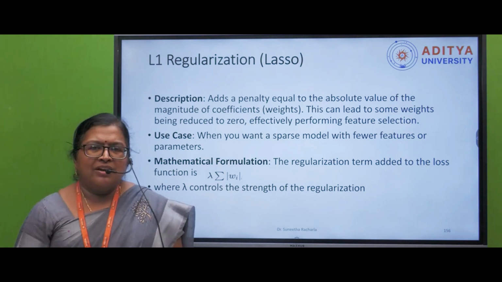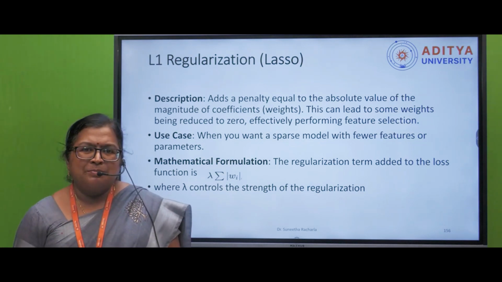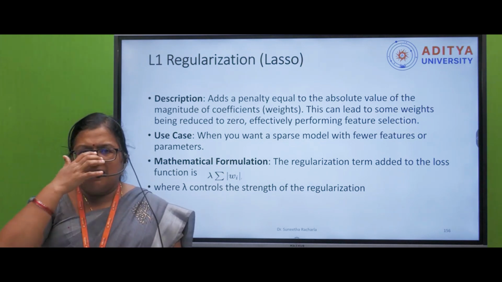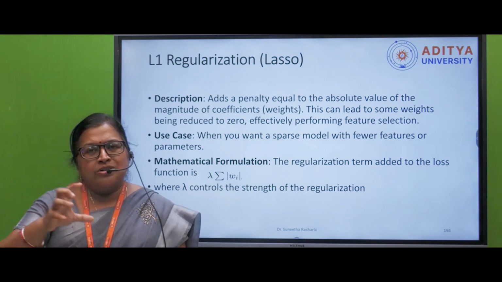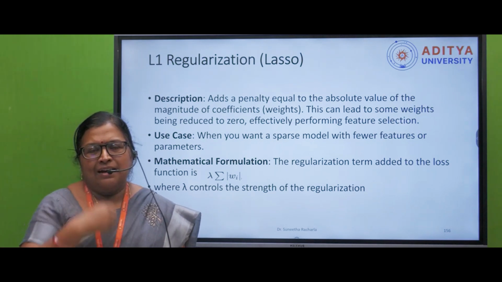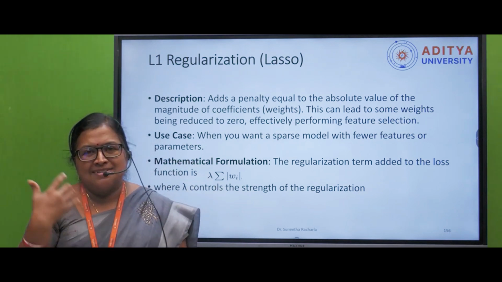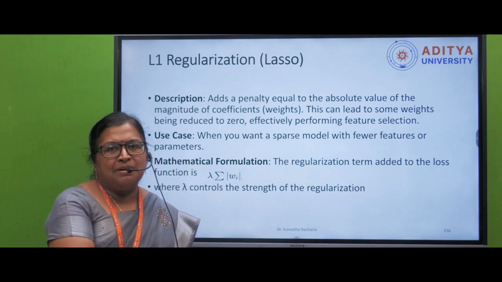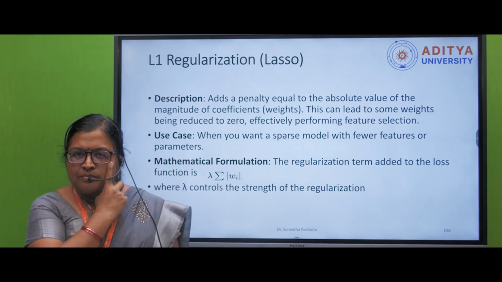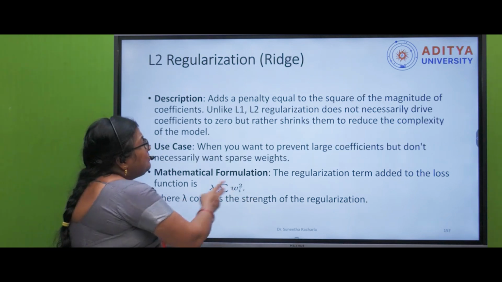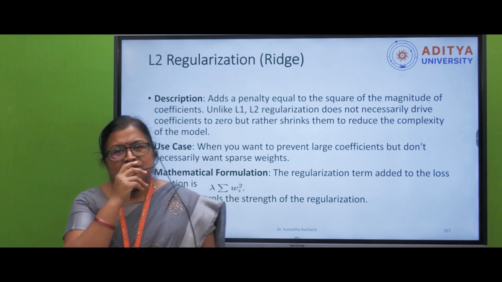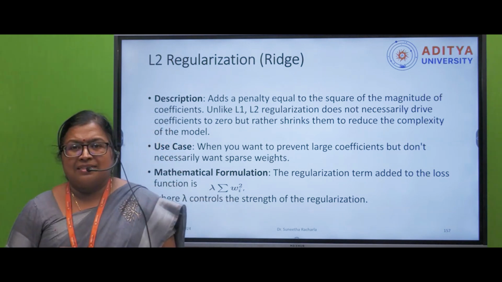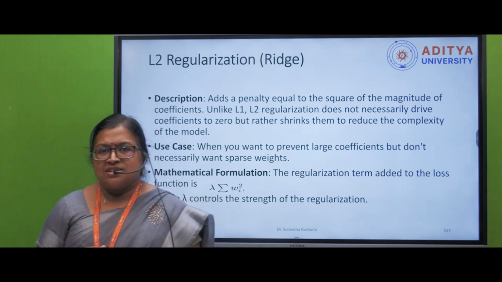Whatever nodes are not participating actively in the data modeling, pre-processing or training, those nodes will be removed completely and kept aside. That's what happens in lasso regularization. The next type of regularization is ridge regression, which we call L2 regularization.